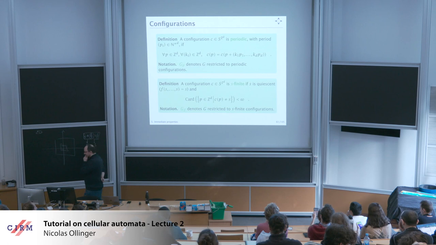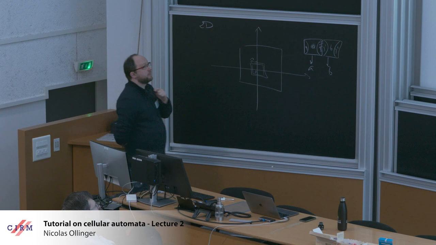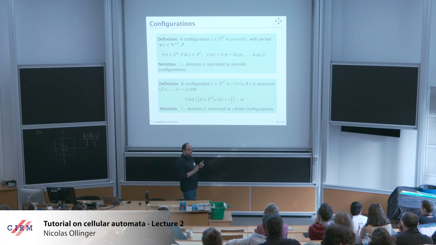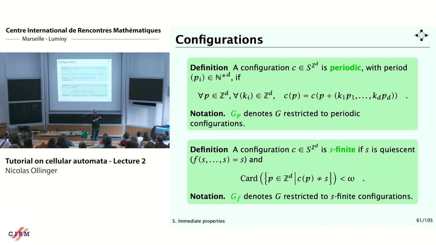Okay, so last time we talked about configurations, and there were two kinds of configurations that were very natural. There are periodic configurations, where you have just a finite pattern of states, and then you have periods to complete your whole filling of the space. So this is just a definition that says this. You're periodic with a set of d different periods if your configuration at P repeats at P plus any vector of multiples of those p_i. And when I look at my cellular automaton, if the rule is G, because I said previously that cellular automata are the same as global rules, so I don't give the detail anymore, then G_P would be the restriction of this cellular automaton to periodic configurations.